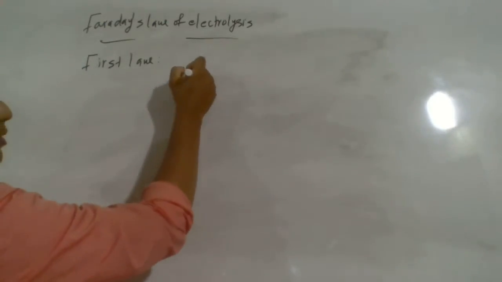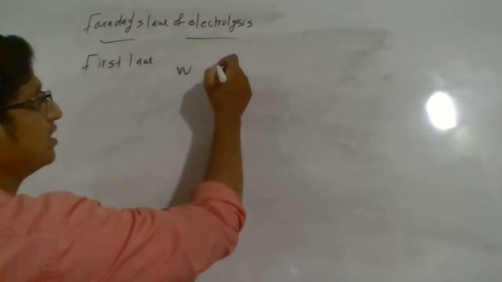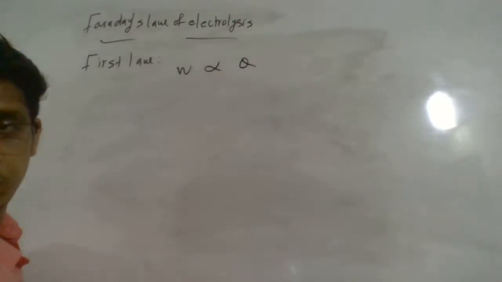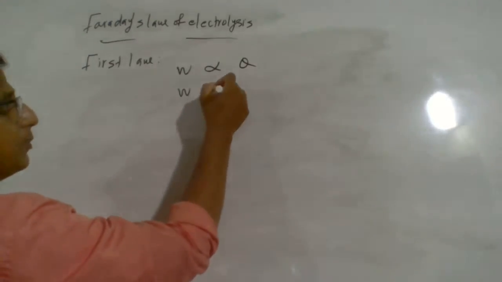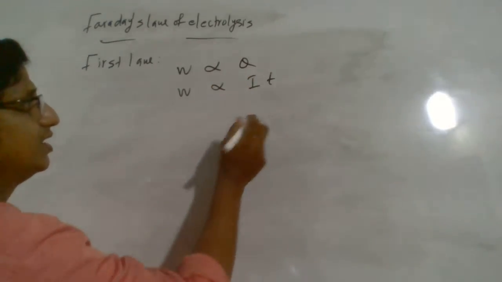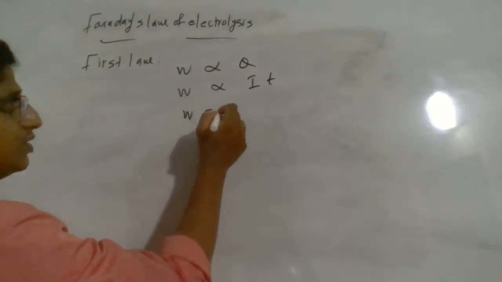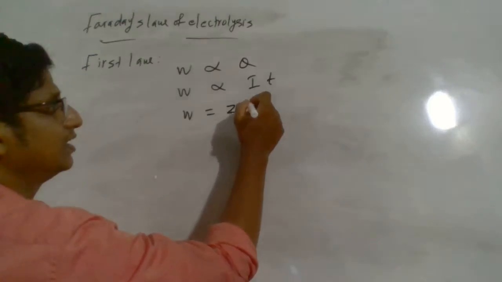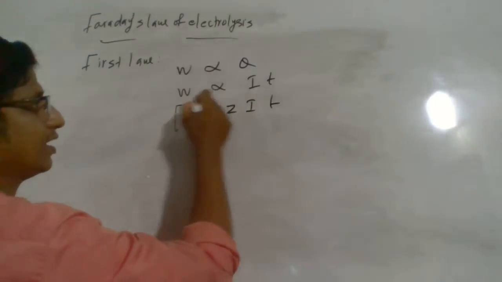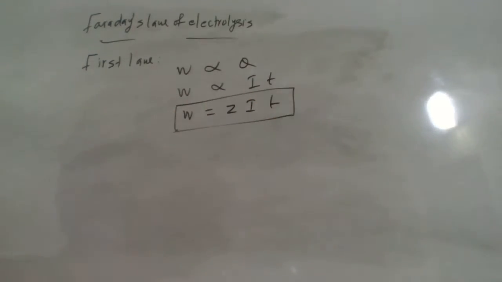So let W be the mass of substance deposited, which is always proportional to Q. We know Q is equal to IT, so W is proportional to IT. The proportionality sign is replaced by a constant that I call Z. So W is equal to ZIT. That is Faraday's first law.